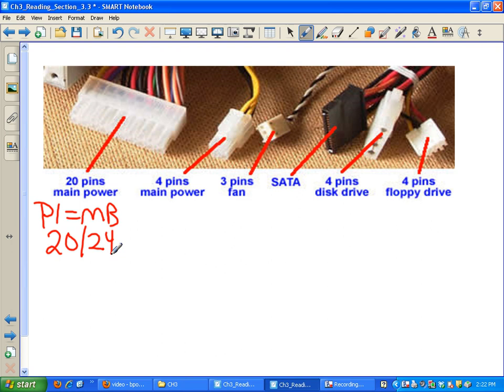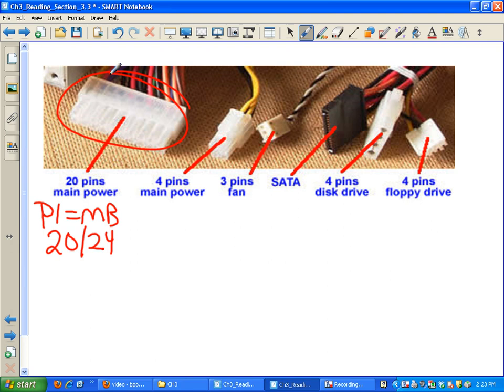This one in this picture is a 20-pin power supply, and I showed you last class how they can be 20, 24, or they can be 20/24, and they can slide off the other 4 pins. If I'm going to buy one, I'm always going to buy a 20/24 because I want it to be completely versatile. I want it to work on any motherboard. So if I get a 20/24, then I can slide off those extra 4 pins and plug it in any kind of motherboard. So all of them have one P1 plug, only one.